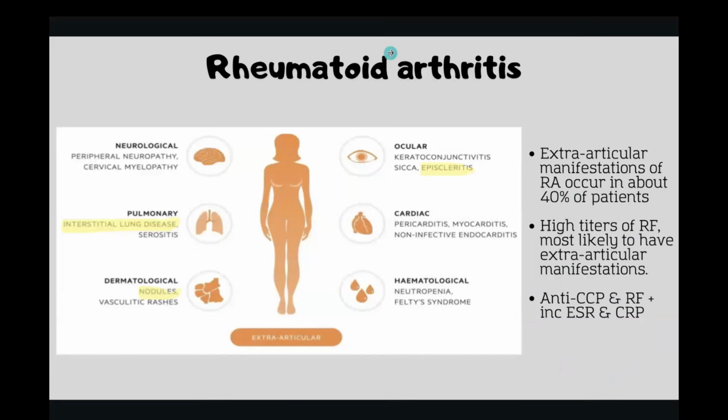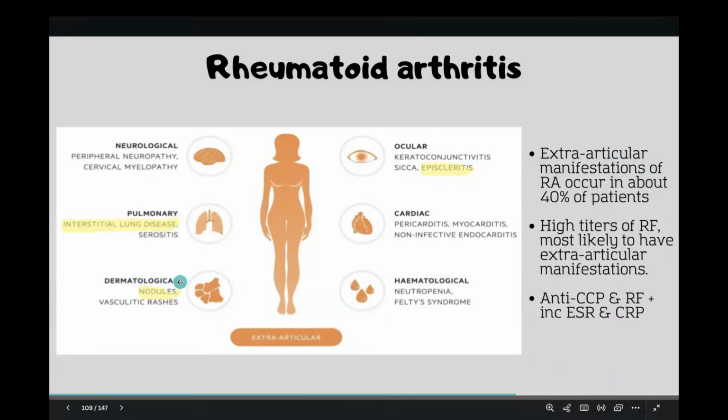Rheumatoid arthritis is associated with extra-articular manifestations. And if you remember, what was the lab that is mostly associated with this? It is the rheumatoid factor. So high titers of rheumatoid factor are going to indicate extra-articular manifestations. So what are the most important manifestations? The episcleritis, interstitial lung disease, and the nodules. Nodules are the most common.